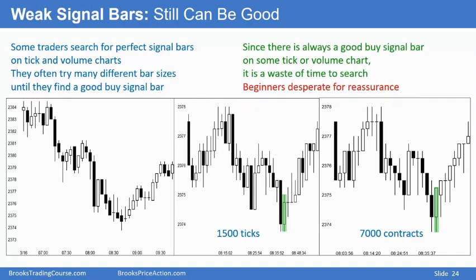There's always a good buy signal bar on some tick chart or some volume chart. It's a waste of time to search. Beginners do that because they're desperate for reassurance. They're afraid to take the trade. And if they find that good looking buy signal bar, they'll feel like the trade is better. It's not any better. I say that because there's always a good buy signal bar when you're looking to buy. If you look at enough charts, you'll always find one. Finding one does not make the trade any better. The context makes the trade good.